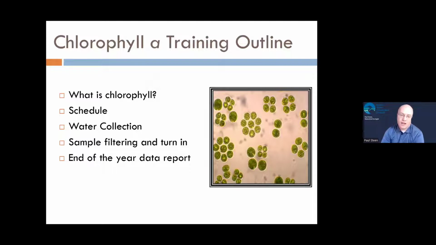So for my part, this is our outline for right now. We're going to talk about what chlorophyll is. We'll talk about the schedule. We'll talk about the process, both the water collection and the sample filtering. Chlorophyll has a longer, trickier process than the other parameters. So there's lots of little pieces. We want to make sure we cover all of those. And then we'll talk a little bit about data at the end.